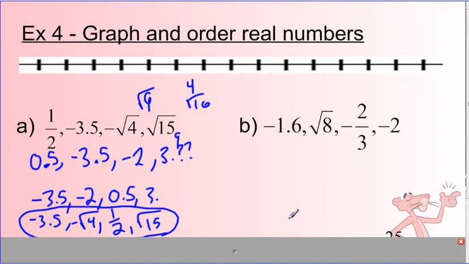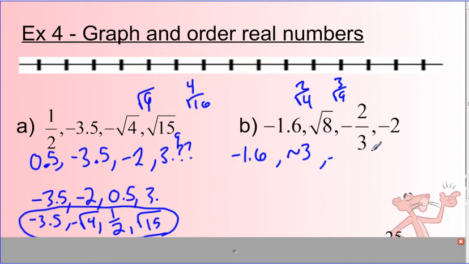Letter B. Let's see, decimals. Negative 1.6 is already a decimal. Square root of 8 is between square root of 9 and square root of 4. So it's, let's see, this is 2, this is 3. So it's almost 3. So I'm going to put almost 3.